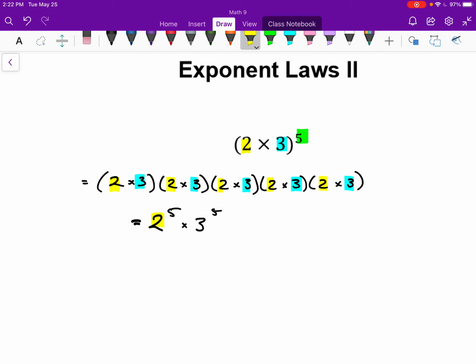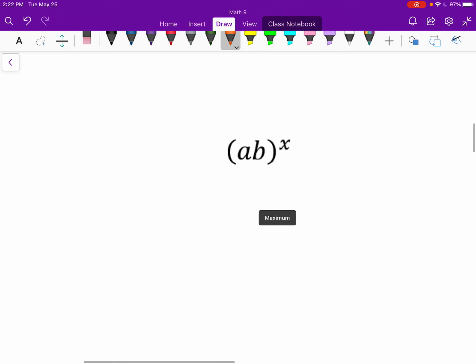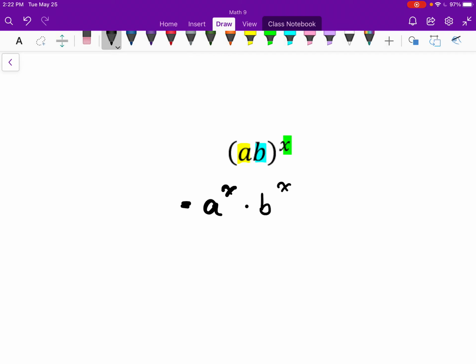And this illustrates the exponent law we want to see, which is that anytime you have different factors, 2 times 3 are both factors, all being multiplied to the same power, you can write it as each of those factors individually being raised to that power. So 2 times 3 all to the power of 5 is the same as 2 to the power of 5 times 3 to the power of 5. In general, if I have 2 different factors, a and b, all being raised to the same power, I can write it as a to the power of x times b to the power of x.